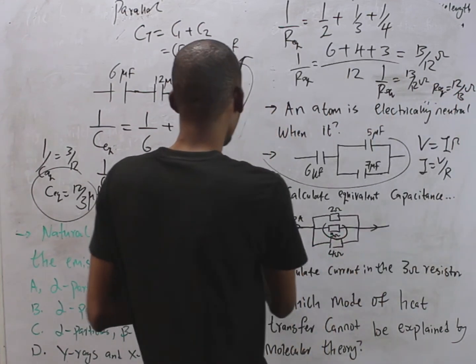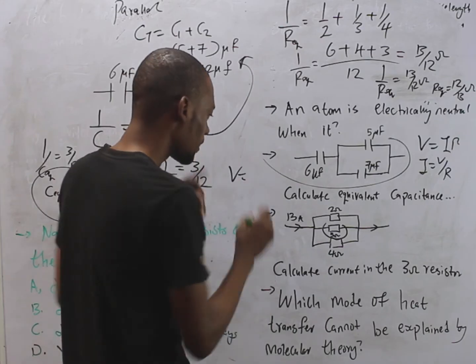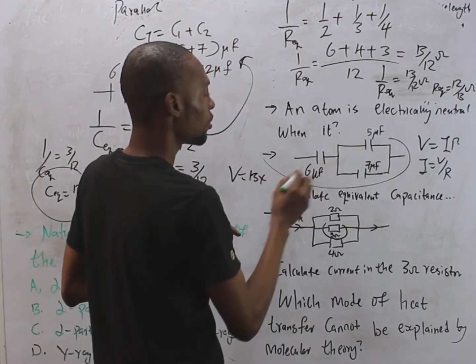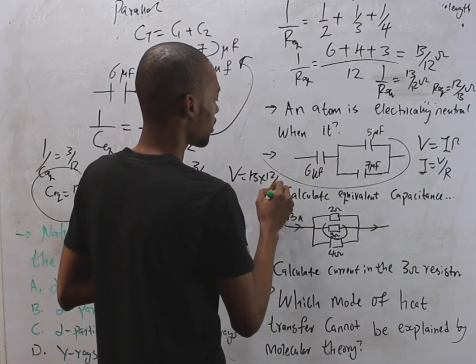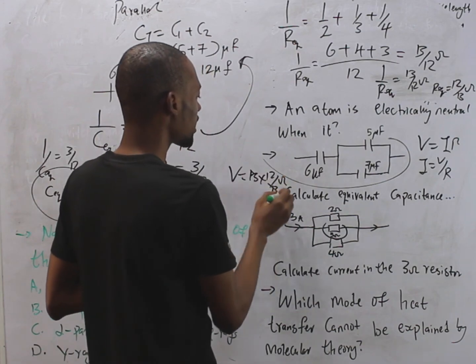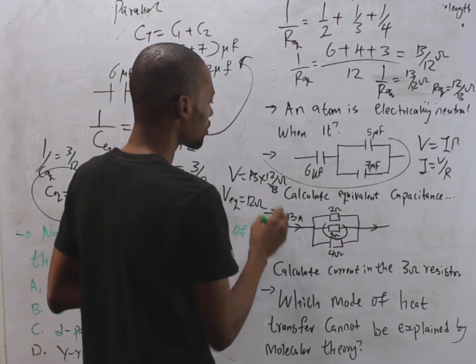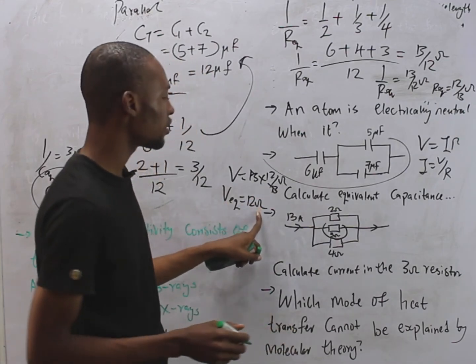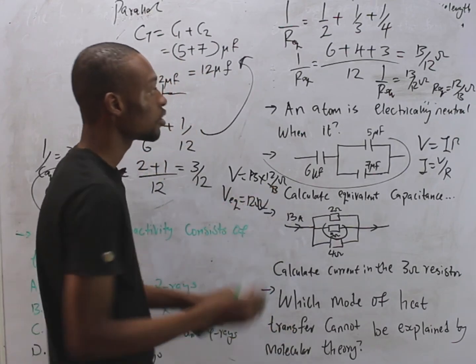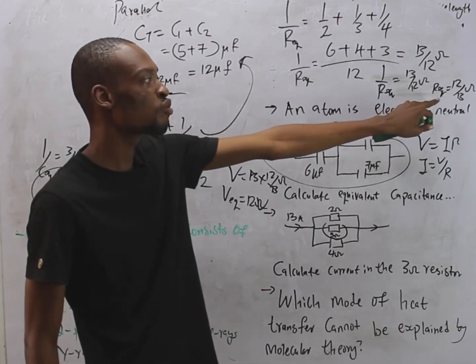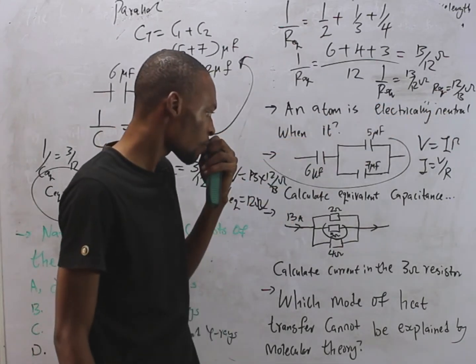So voltage V equals I times R, 13 times 12 over 13 ohms. This cancels this. So the equivalent voltage equals 12. We've gotten the equivalent voltage 12 volts, equivalent resistance 12 over 13 ohms.